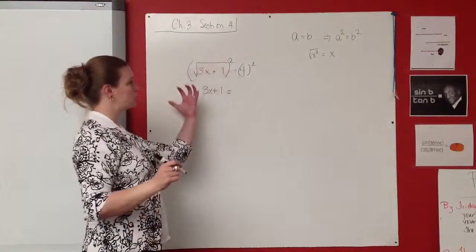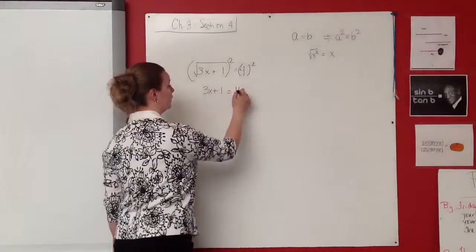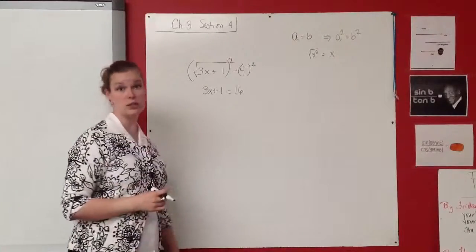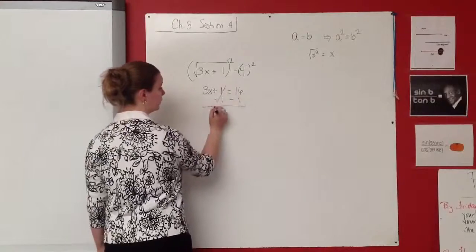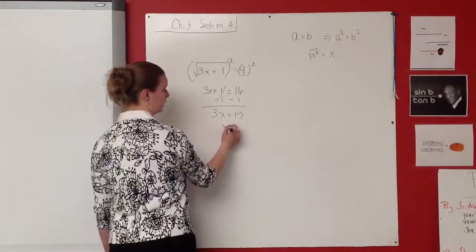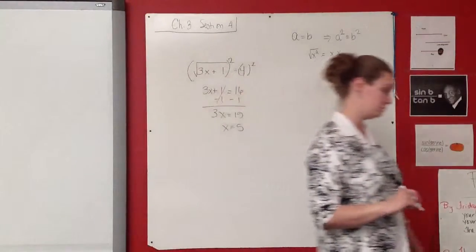But if you square one side of the equation, you have to also square the other side. So 4 squared is 16. This should look very familiar. It should look like a very simple algebraic equation that you've seen at some point. So we're going to subtract 1 from both sides. 3x equals 15. Divide both sides by 3. X ends up being equal to 5. Done.